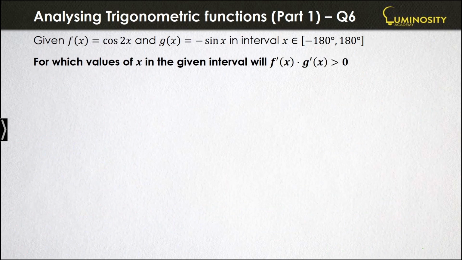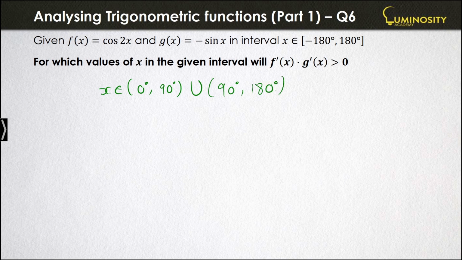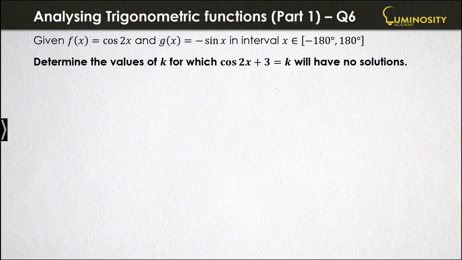So how do we write that mathematically? X is an element from 0 degrees, not including it, up to 90 degrees, not including it, union from that 90 degrees again to 180 degrees. All right, so that is how we would find those values there.